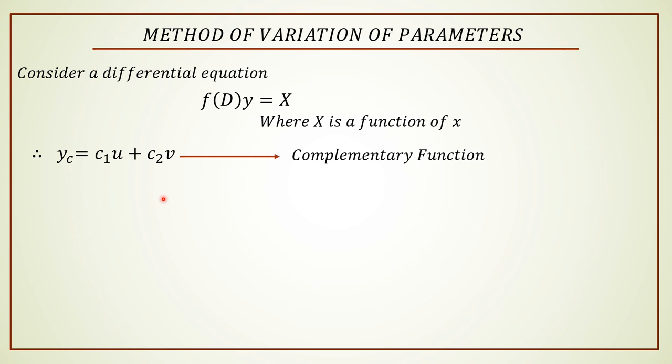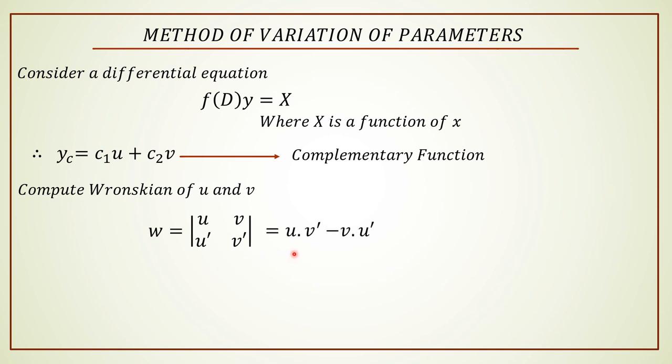Then in order to compute the particular integral, we need to compute the Wronskian of u and v, which is given by W is equal to the determinant of u, v, u dash, v dash, which is equal to u into v dash minus v into u dash.